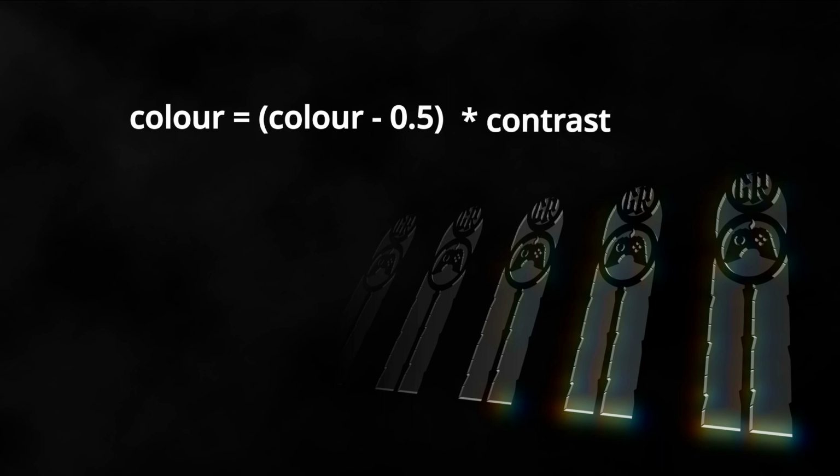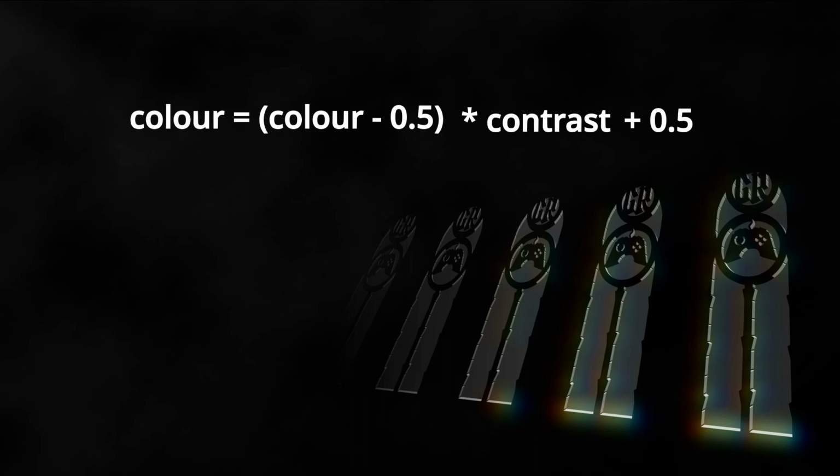So we need to find a way to push those values away from each other, and the farther away from the middle grey they are, the farther they should be pushed. The easiest way to do that, I think, is like this. Color equals color minus 0.5 to move the middle value to 0, times contrast to stretch the values apart, and plus 0.5 to move the middle value back to the center.